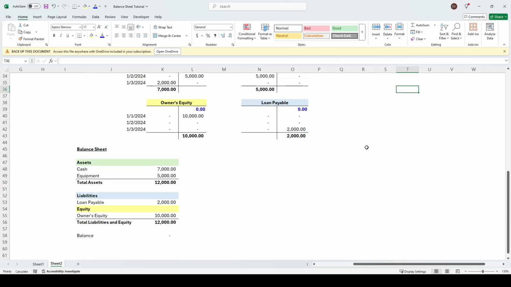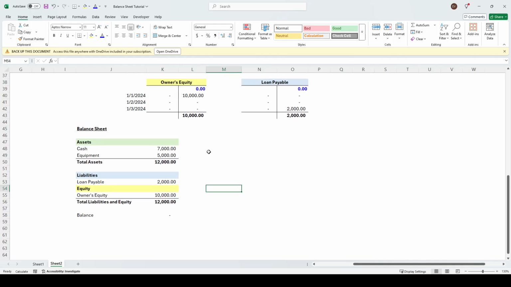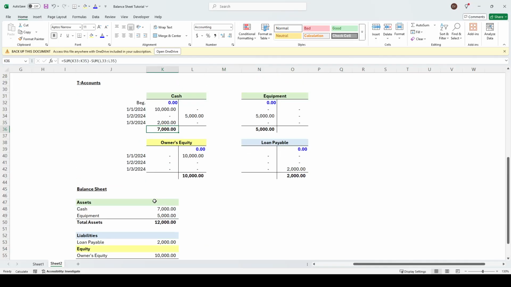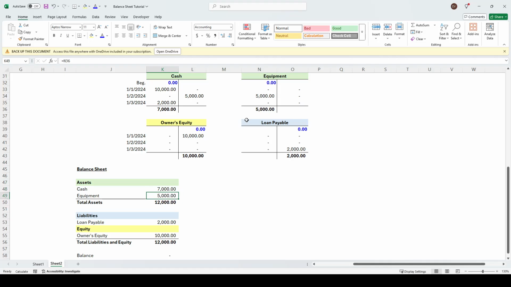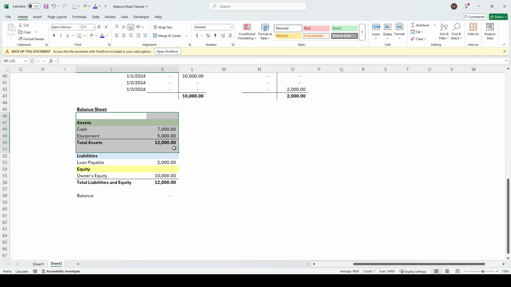So the last section here is we have a very simple balance sheet that sums up everything that took place. We basically want to make sure that our assets equal our liabilities plus our owner's equity. Looking back at our T accounts, cash ended at $7,000, equipment ended at $5,000, summing to total assets of $12,000. Next up, we have our liabilities of $2,000 from our T account and owner's equity of $10,000. So you will see that our assets equal our total liabilities plus our equity of $10,000.